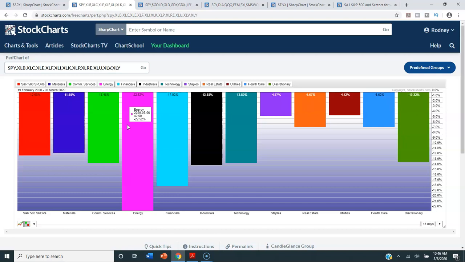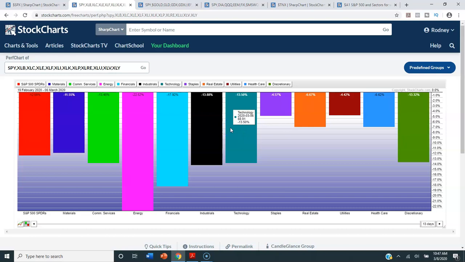Okay. So again, the energy sector, the XLE, is down 22.52% in the last 13 trading sessions. Ouch. The financial services sector is down 17.92%. That's the XLF, F as in Frank. XLF is the ticker symbol for the financial services sector within the S&P 500, down 17.92% over the last 13 trading sessions. The industrials are down 13.88. That's the XLI, I as in indigo.